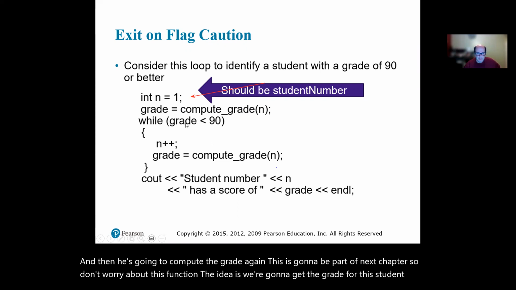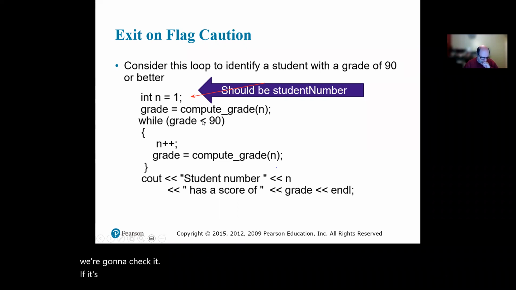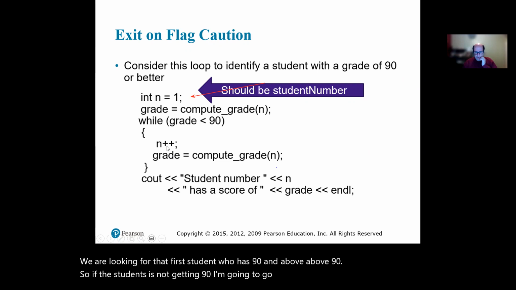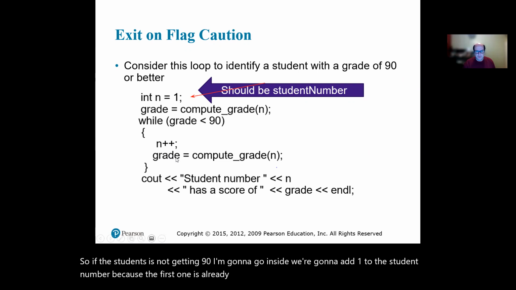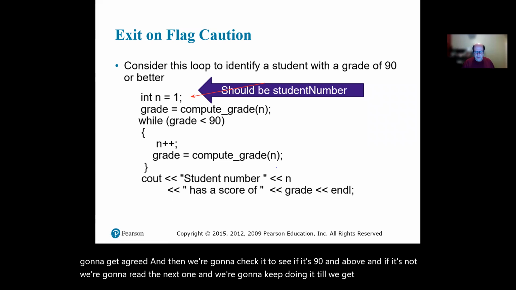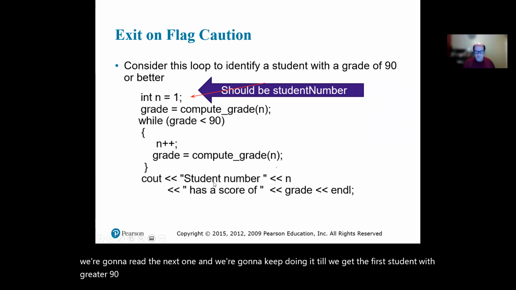Now we're going to check it. We are looking for the first student who has 90 or above. If the student is not getting 90, I'm going to go inside. We're going to add 1 to the student number because the first one is already checked, and then we're going to repeat this. We're going to get a grade and check it to see if it's 90 and above. If it's not, we're going to read the next one, and we're going to keep doing it till we get the first student with a grade of 90 and above. So we're going to get the student number, a score, and the grade for that student.